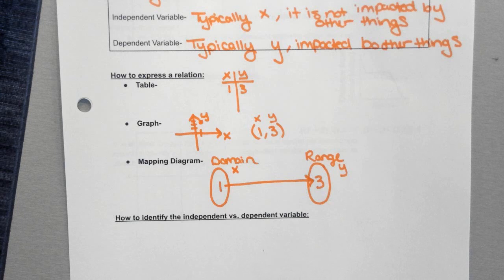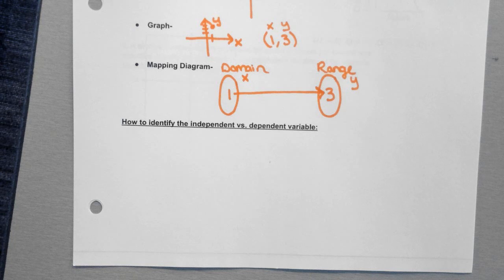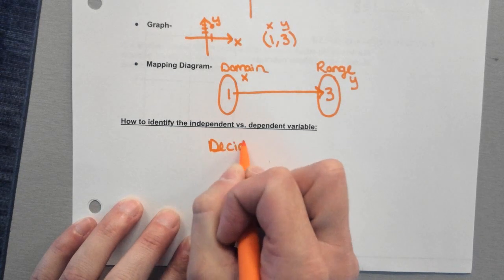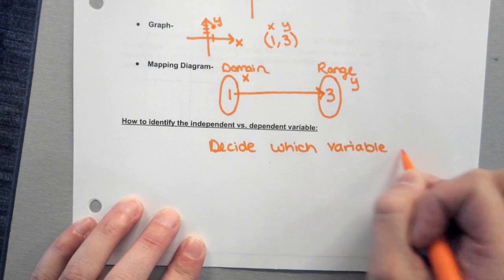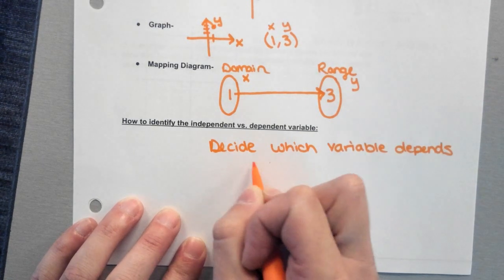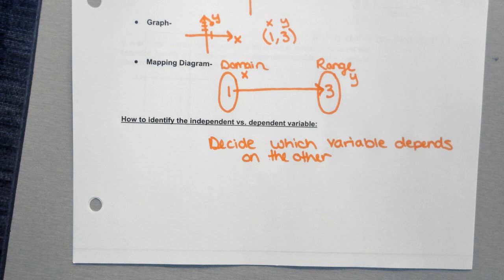So how do you figure out if it's independent or dependent? Basically, you have to answer the question, which depends on the other. So that's what I always ask myself. So how do you identify it? Decide which variable depends on the other, because if it depends on the other one, then it's dependent. If it doesn't depend on anything else, then that's your answer. If it doesn't depend on anything, then it's your independent. So that's how you test. And again, typically time is our independent variable, but not always. So let's do some examples. Flip the page when you're ready.